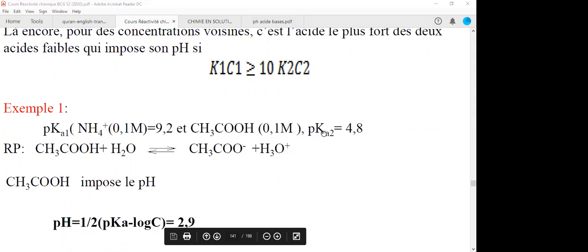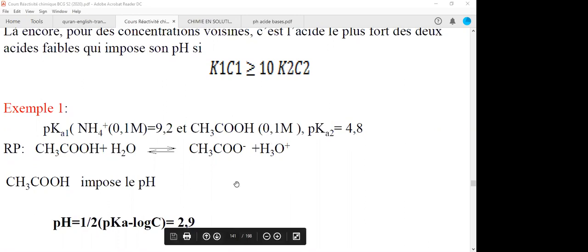So here where there is pKa, what are we going to replace it with? We're going to replace it with the 4.8 pKa. It will be replaced by 4.8 minus log of concentration. The concentration is 0.1, which gives 2.9.